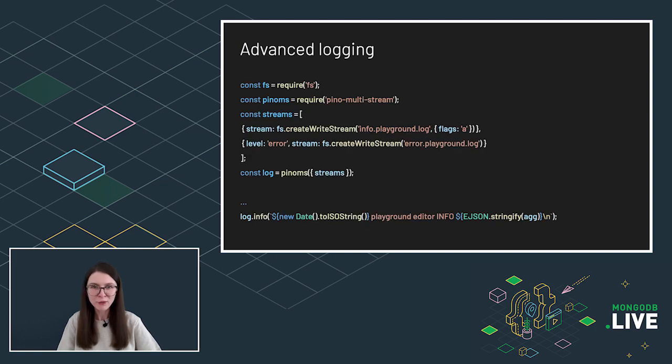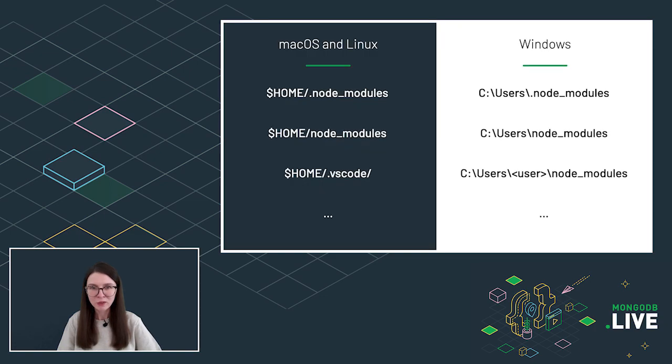If you normally use some external loggers, for example Pino, you can also use it inside your playgrounds. This code snippet requires the Pino multi-stream module and allows you to write logs to different files depending on the stream level. Please note that these are not built-in Node modules, so you should copy-paste them in a specific directory to make them visible for your extension.